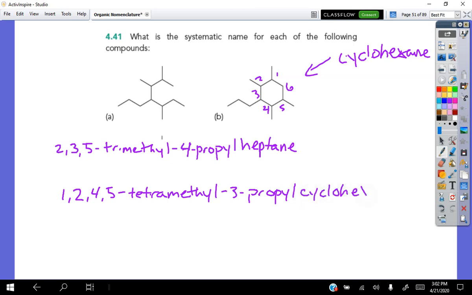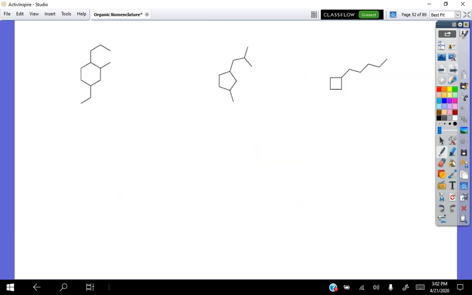Cyclohexane is my parent chain. That would be the complete name for the compound in letter B. Now, when we're talking about cycloalkanes, it can be a little more challenging than that, especially if we start seeing some different kinds of groups attached to our parent chain. There are also times where you'll have a cycloalkane or a ring in your compound, and it won't be the parent chain. So we'll talk about some examples like that too.